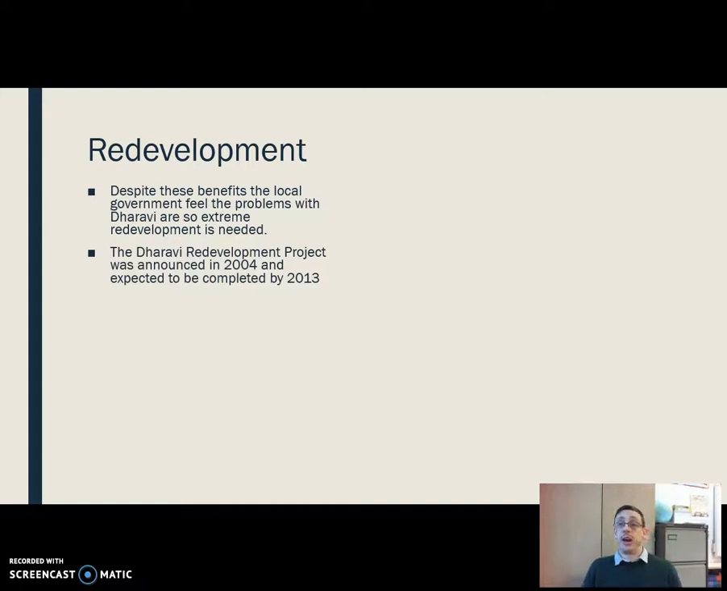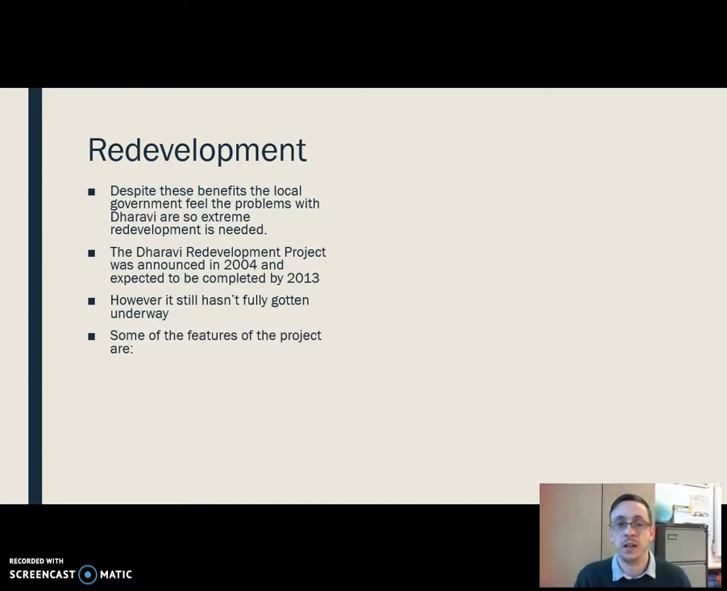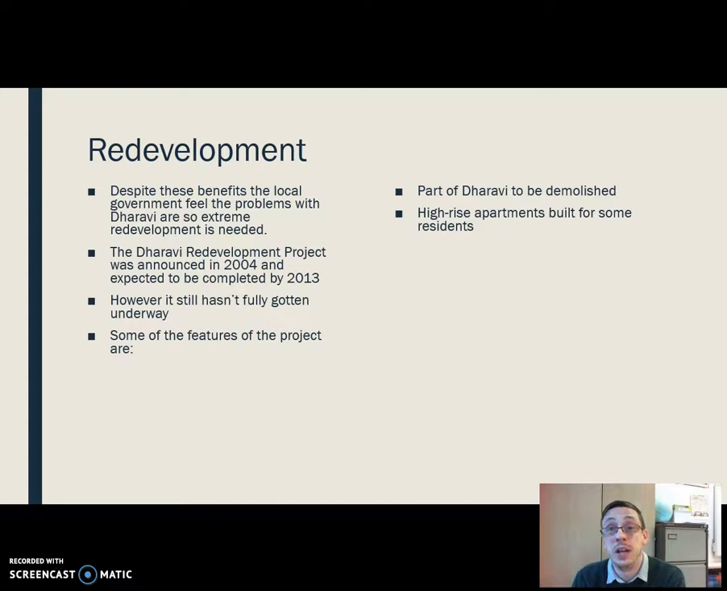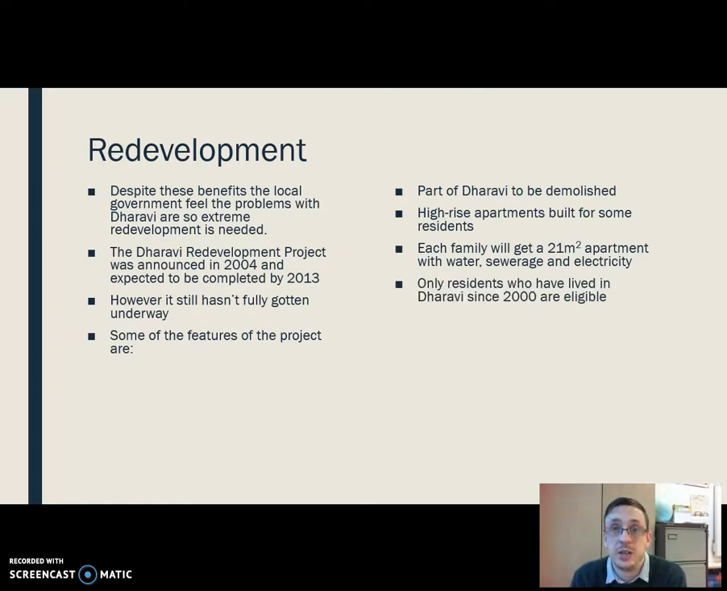Now, a project was announced in 2004, and it was meant to be completed in 2013, and it still hasn't really started. It's still not really got underway. But we do look at some of the key features of that project. Part of Dharavi would need to be demolished. You would then build high-rise apartments for some of the residents. Each family that gets an apartment would get a 21 metre squared apartment with water, sewerage and electricity provided. You would only be eligible for that if you'd lived in Dharavi since the year 2000.